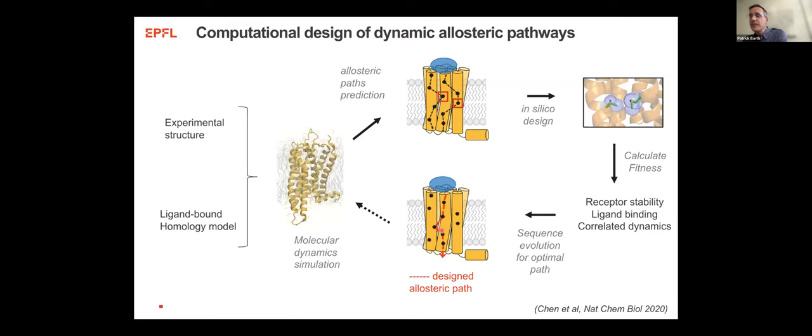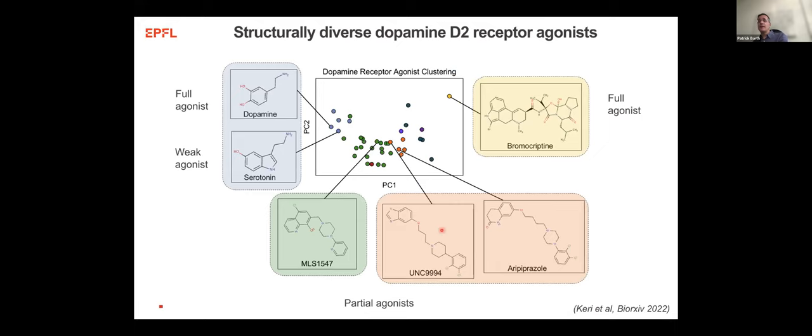With this technique, we were wondering, can we first predict pathways correctly in these receptors? And can we use this technique to actually rewire the allosteric pathway and modulate the allosteric response? So we selected a G protein coupled receptor, the dopamine D2 receptor, as a proof of concept. This dopamine receptor has been characterized by a number of structures, and we also have a large number of ligands that are known to regulate the function of this receptor.